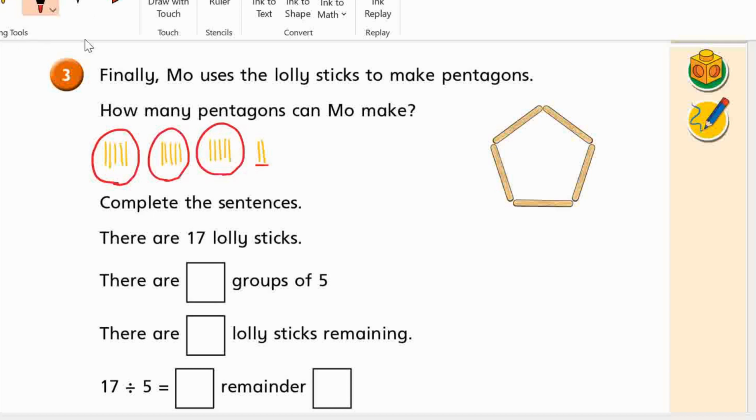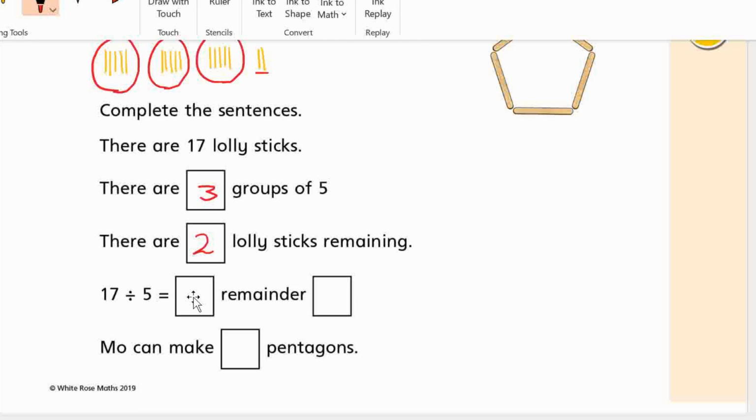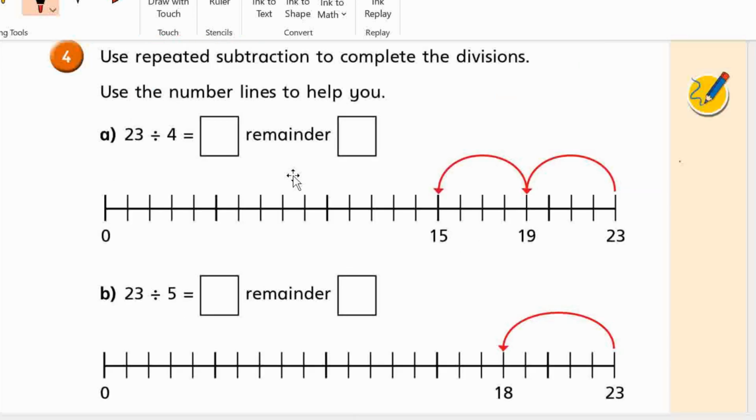So there are how many groups of 5? 3, right. 1, 2, 3. How many lolly sticks are left over? Look carefully. 2. Okay, 2 lolly sticks are left over again. So 17 divided by 5, what do I put here? Right, 3 groups, remainder 2 left over. Mo can make how many pentagons? 3 pentagons, okay?